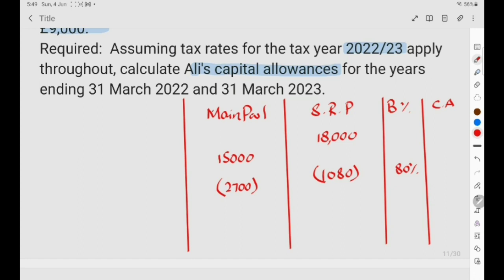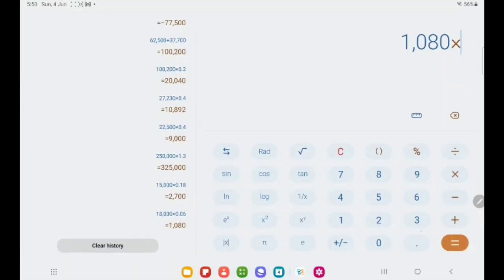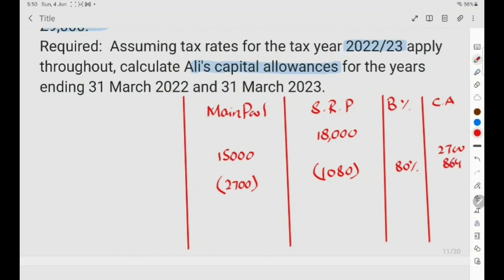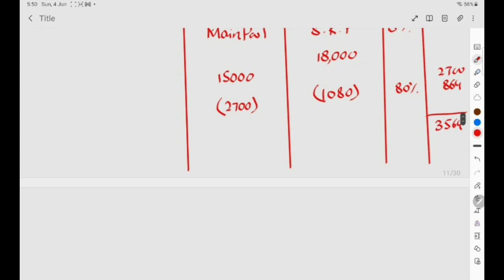So 2700 will come completely, but 1080, it is 80% would be regarded as capital allowance, and that is 864. So this is the capital allowance for the first year, 3500 and 64, right? Now for the next year we have to consider what is the return on value.